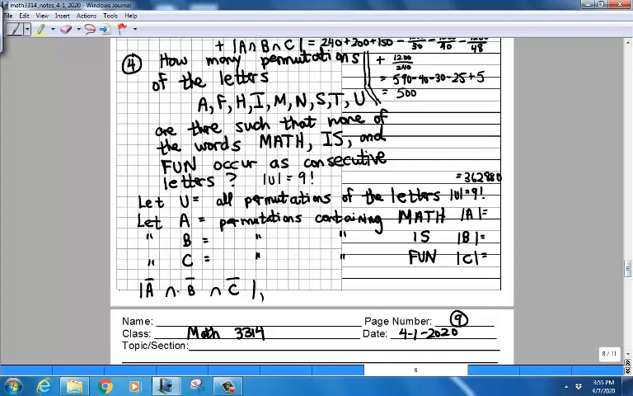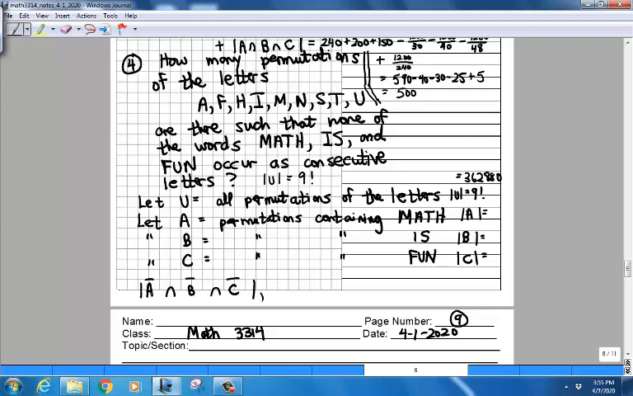Okay, and just read this off of the page, and you can immediately see why this intersection of these complements is the set that we're really looking for here. Because think about what this intersection contains. It contains permutations that don't have the word math in them, right? And don't have the word is in them, and don't have the word fun in them, right?